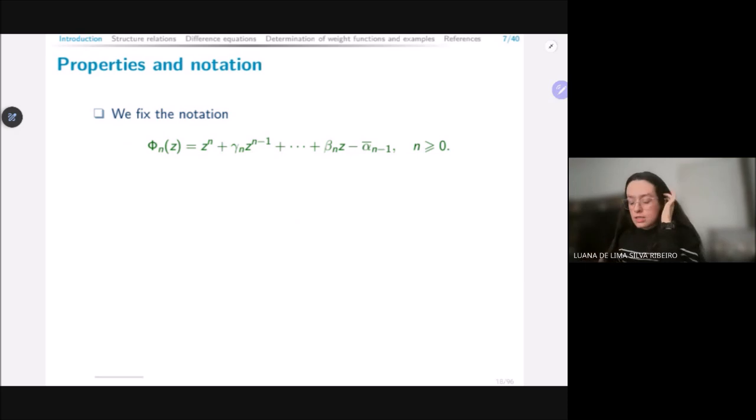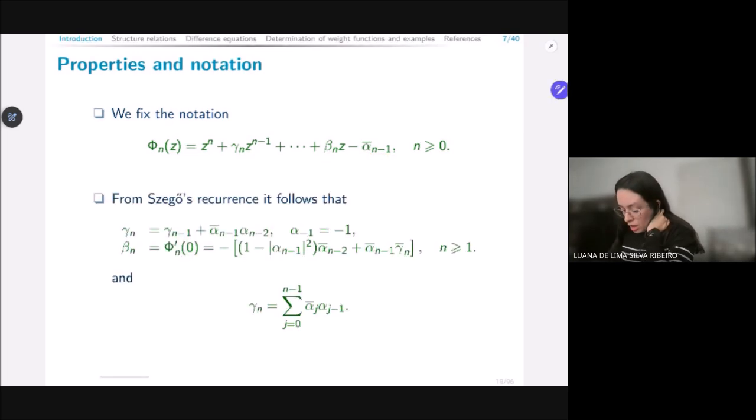So before I discuss the structure relation and the difference equation, I will fix some notation. We are considering the monic orthogonal polynomials. In the formulas that will appear later, we're going to need these coefficients and also this coefficient. And here is the Verblunsky coefficient. This parameter here, gamma n, satisfies this formula.